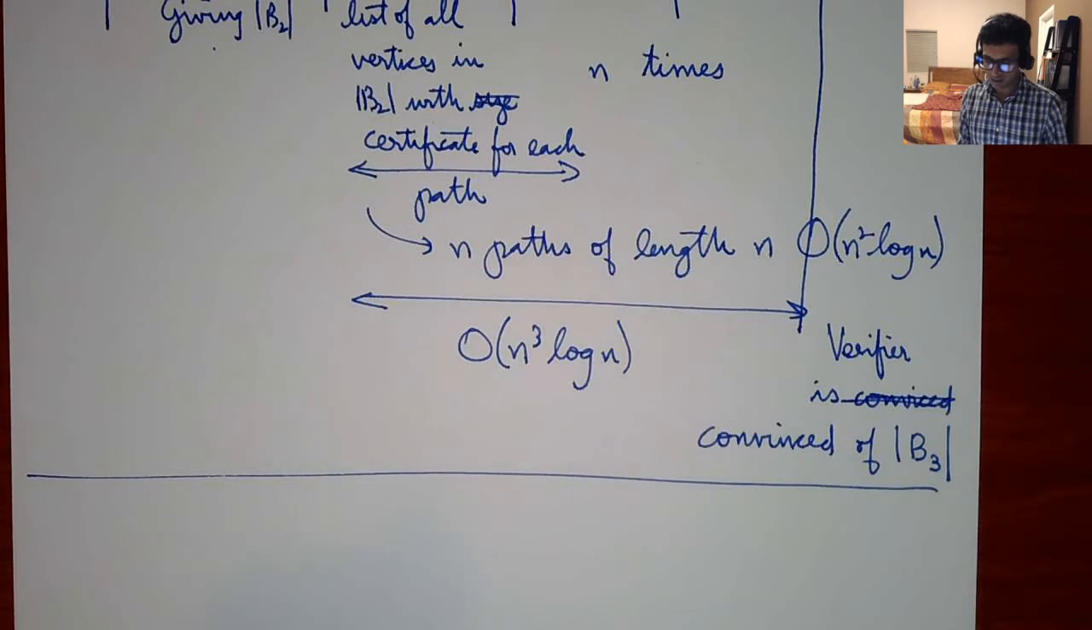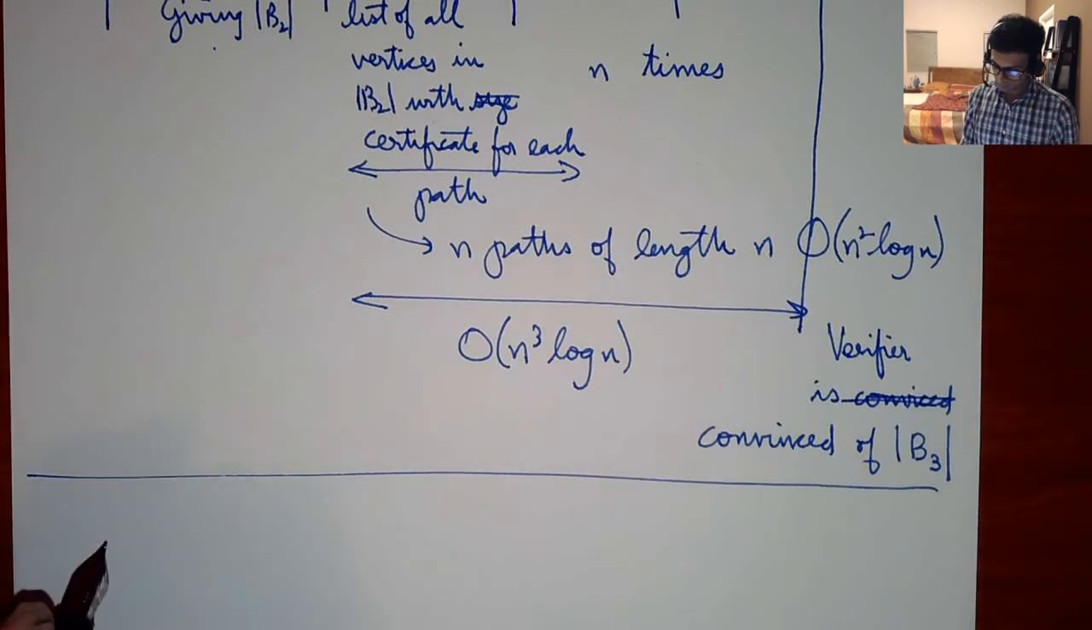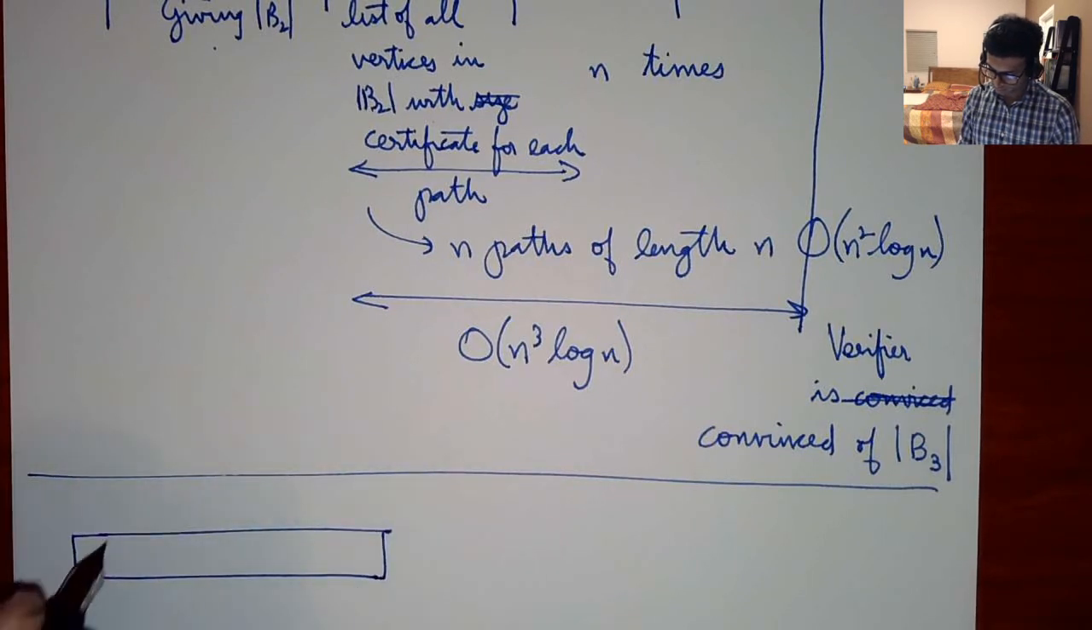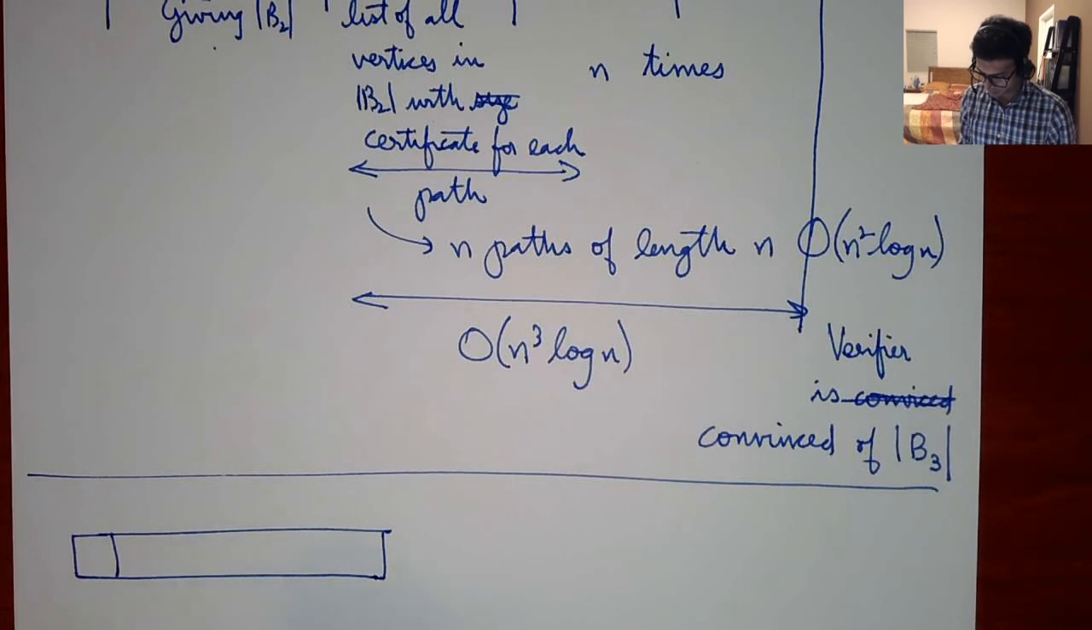Once it has the value of B3, then what it can get is a certificate for each Vi in B3, a certificate that Vi is in B3. And this is easy because this is just a path.